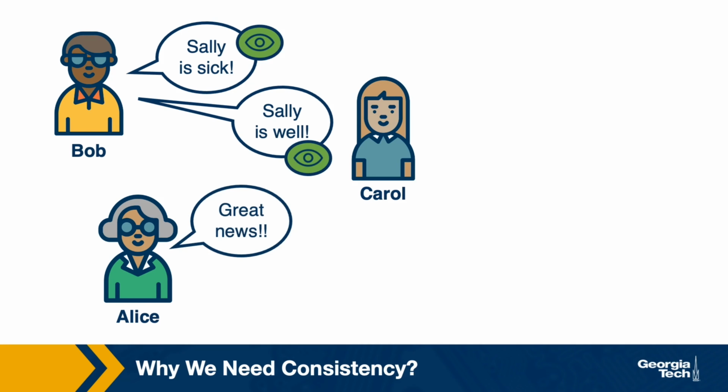Alice sees both updates and says great news. Carol, on the other hand, only sees Bob's first update and then Alice's update, so she's majorly confused. If the message board were a single centralized database, this scenario is unlikely to happen. However, in a distributed system, this is quite possible.